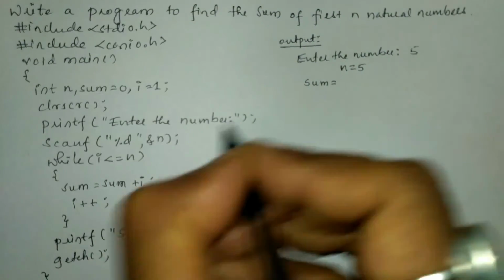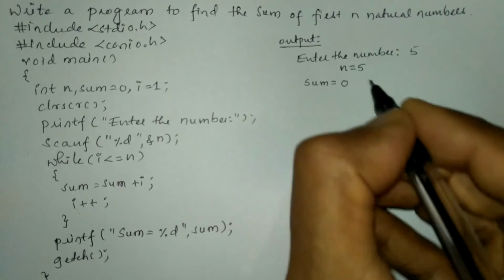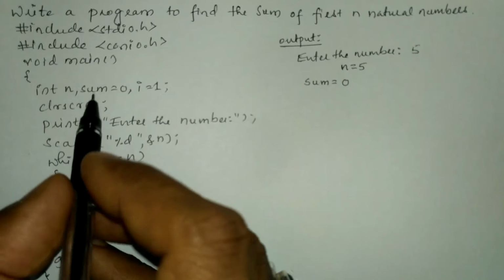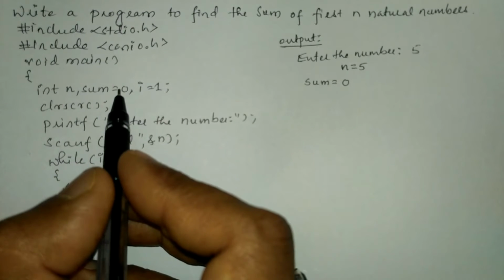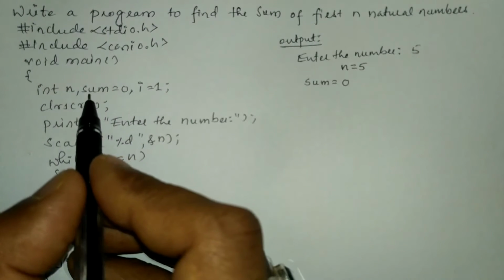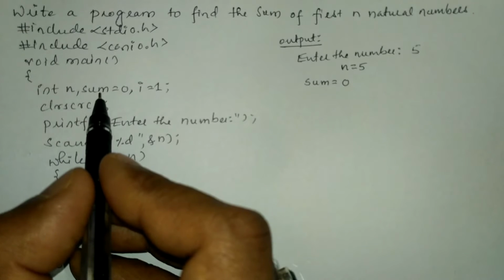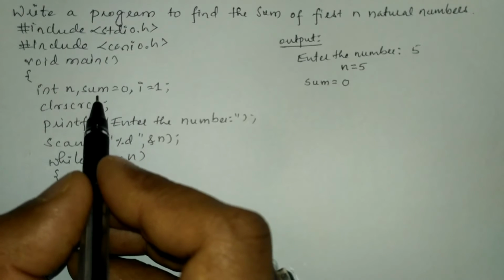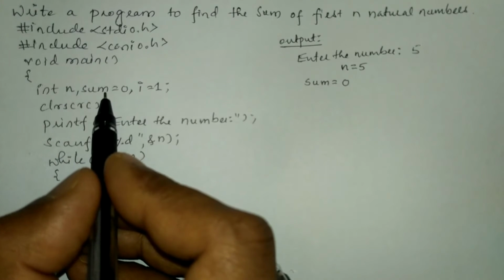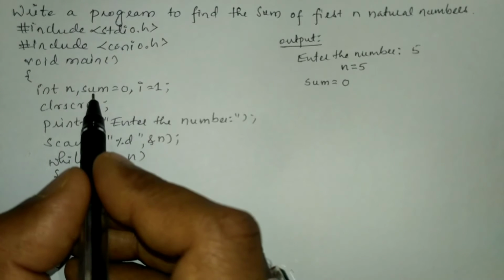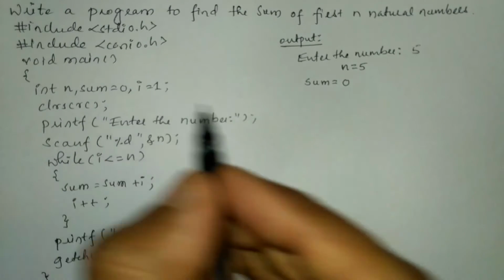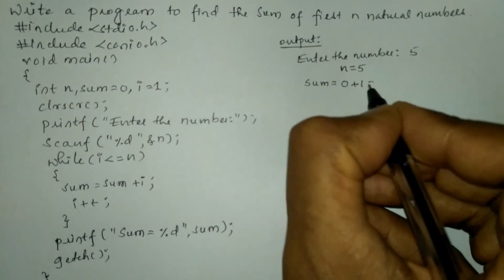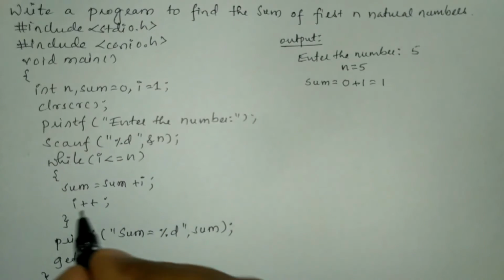So sum is equal to sum, for the first time it is 0. If this particular variable is not equated with value 0, then the variable may be holding a garbage value. Garbage value means this particular variable may be holding any value which was previously left by the program. So in order to reset the previous value with 0, we have to write sum is equated with 0. Next you can see plus i. i value for the first time is 1. So 0 plus 1 is 1. 1 will be stored in sum.